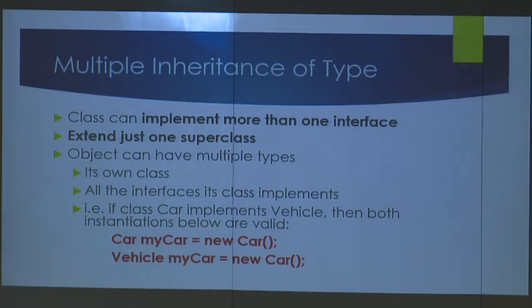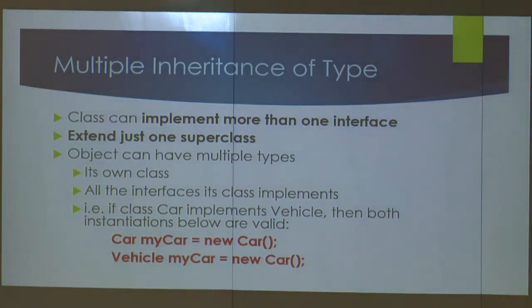All right, so multiple inheritance of type. While we said that a class can only extend one superclass, it can implement as many interfaces as it wants. And while it can just extend one superclass, that means that it's only going to be very related in terms of state and behavior to one other class, but it could share methods with a lot of different interfaces.